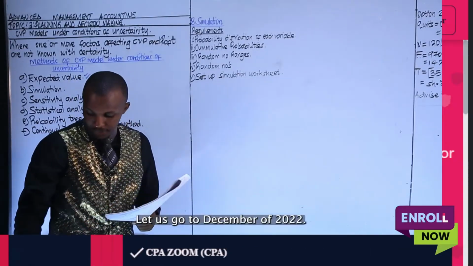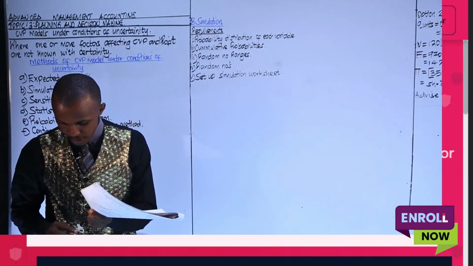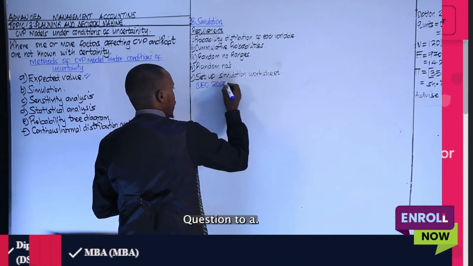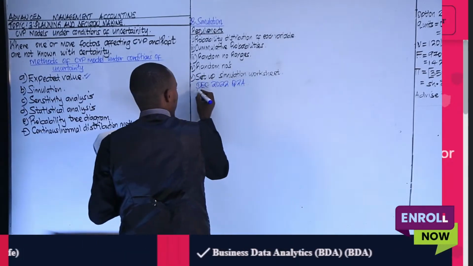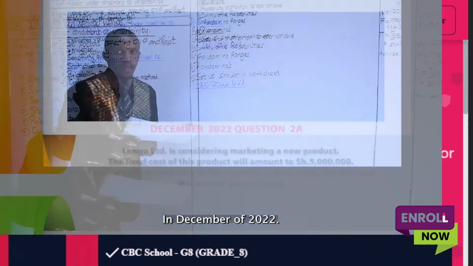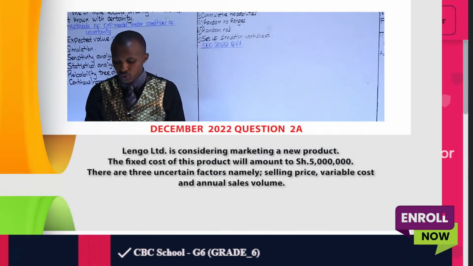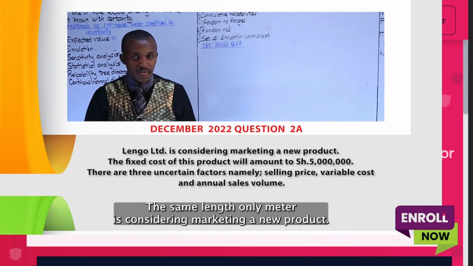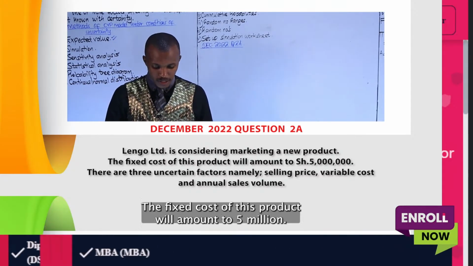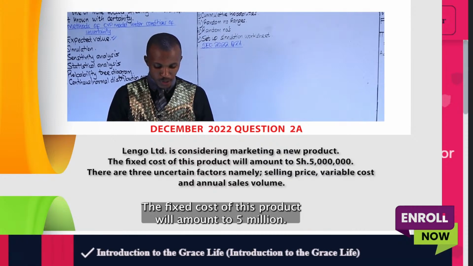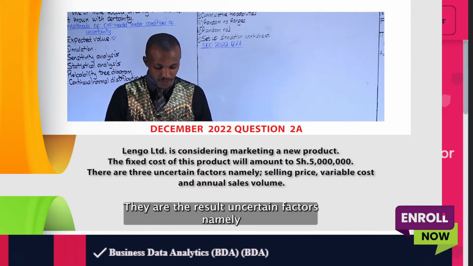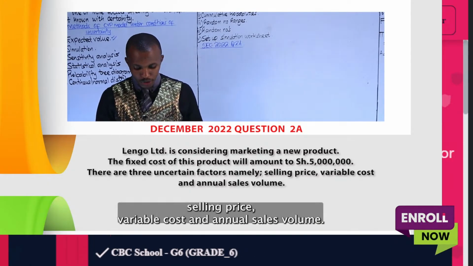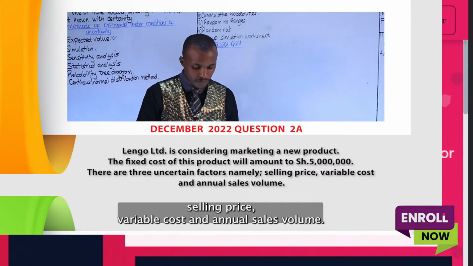Let's go to December of 2022, Question 2A. They are saying, Lengo Limited is considering marketing a new product. The fixed cost of this product will amount to 5 million. There are 3 uncertain factors, namely selling price, variable cost, and annual sales volume.